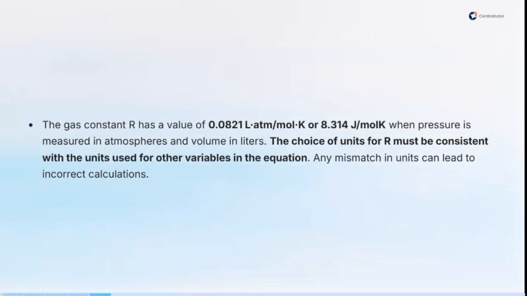So let's see how this universal gas constant can be used. It has two values. The first value is 0.0821 liter atmosphere per mole per Kelvin. That's how it's being called. While the second value is given as 8.314 joule per mole per Kelvin.